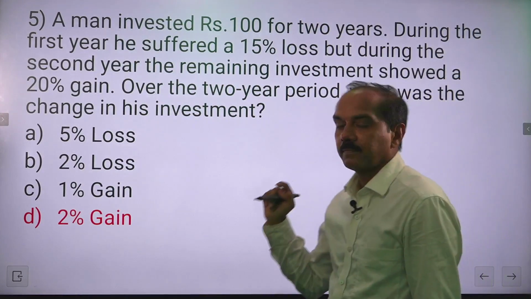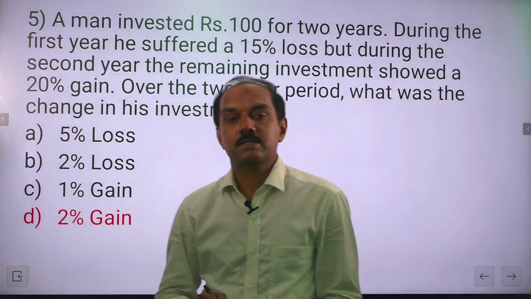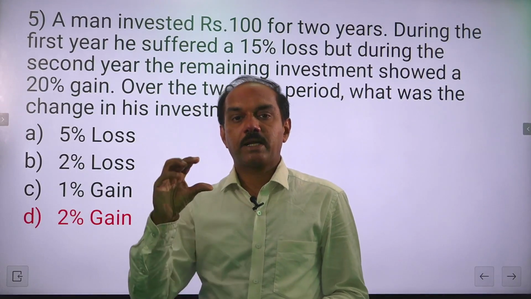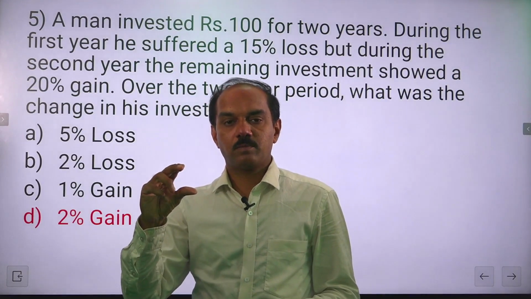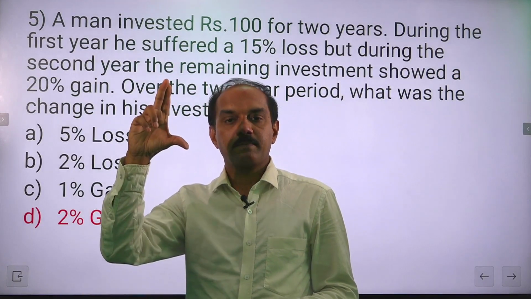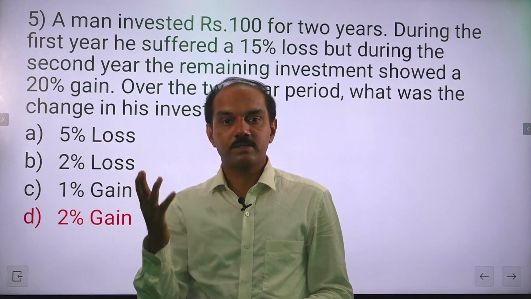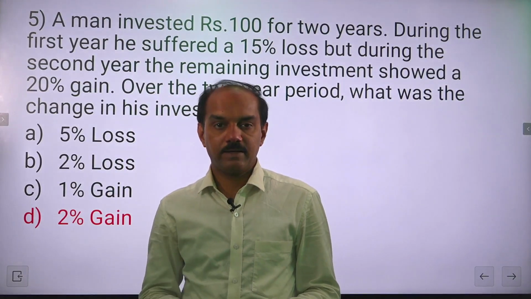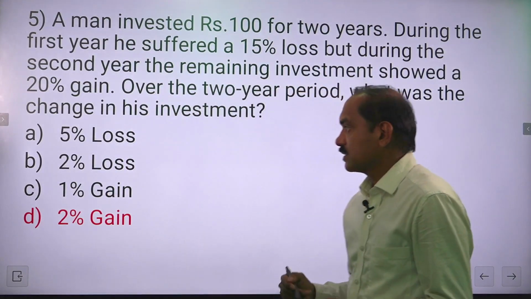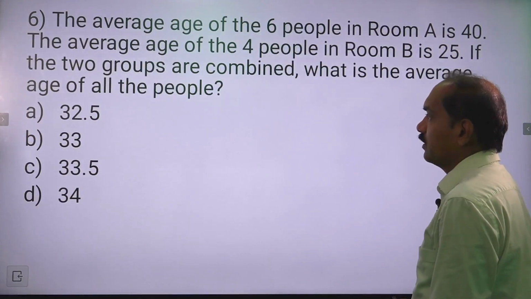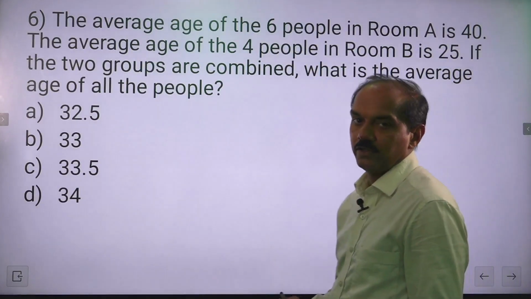Same type, one problem was asked last year, 2022. The price of a product is first increased by 20%, then decreased by 25%, and in the end again increased by 10%. So what happened in the end? It is on the same lines. Moving on to the next one, it's a problem on averages.